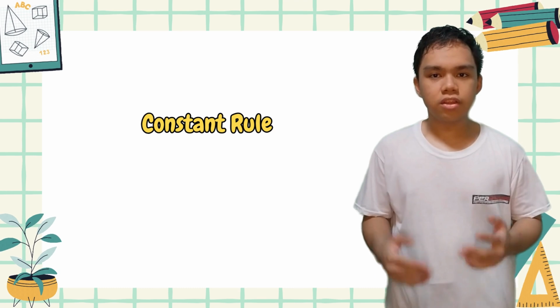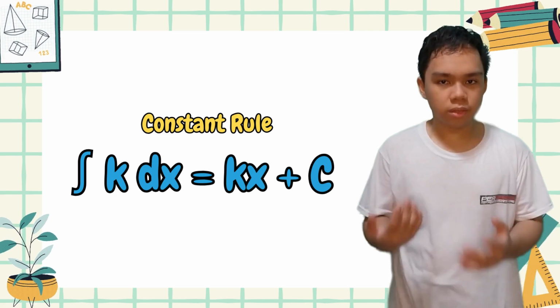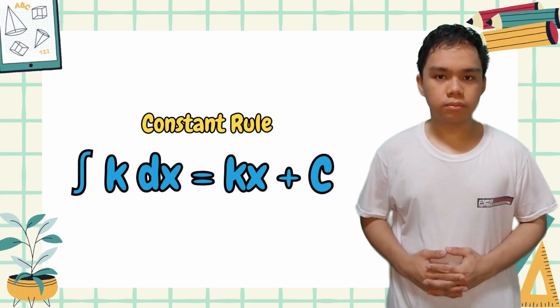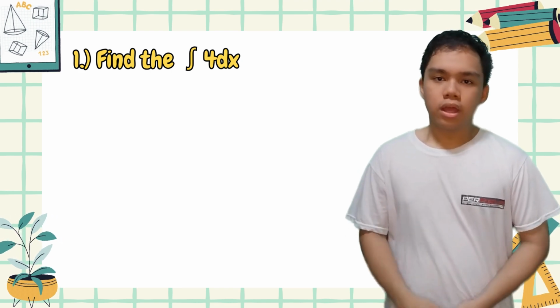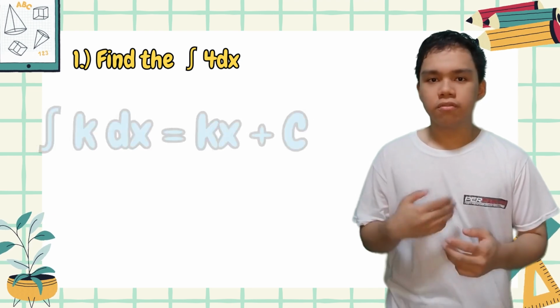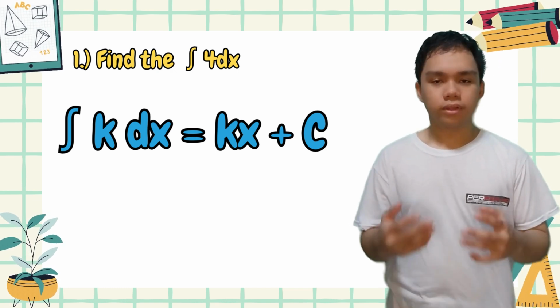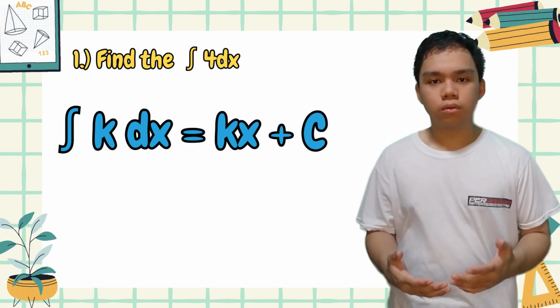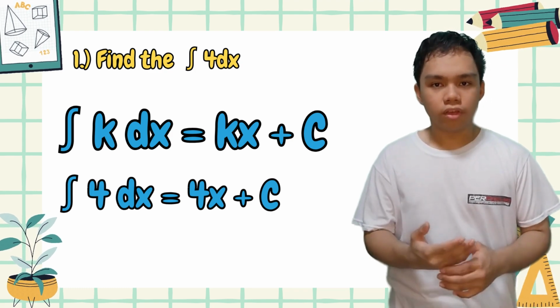Now, let us move on to the basic rules of integration. The first basic rule is the constant rule, which states that the indefinite integral of constant k with respect to x is equal to the constant k times the variable plus the arbitrary constant. Suppose you want to find the indefinite integral of 4 with respect to x. In this example, your constant k is 4. The constant rule states that the indefinite integral of constant k with respect to x is equal to the constant k times the variable plus c. Following the constant rule, the integral of 4 with respect to x is equal to 4x plus c.